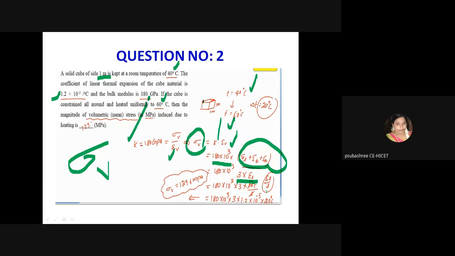So you substitute the values in the above formula. Sigma V is equal to K into epsilon V. We will get sigma V is equal to 129.6 megapascal. So the answer is 129.6 megapascal.